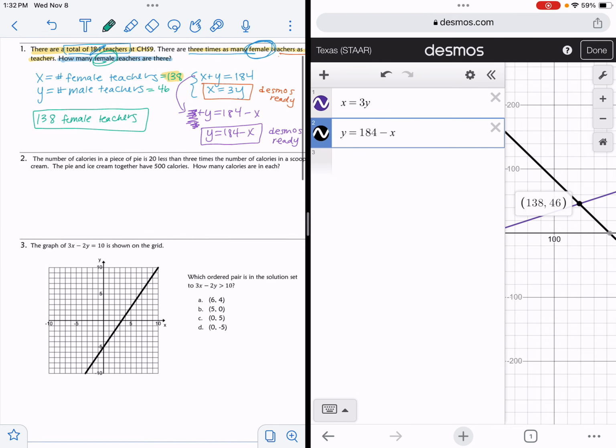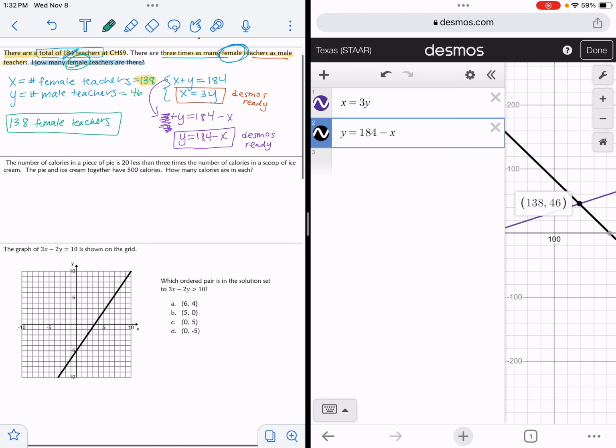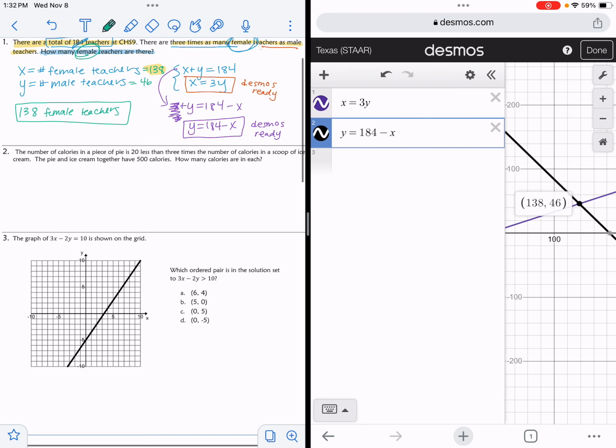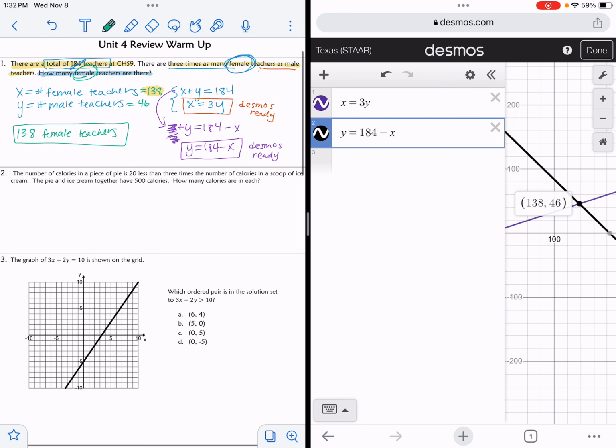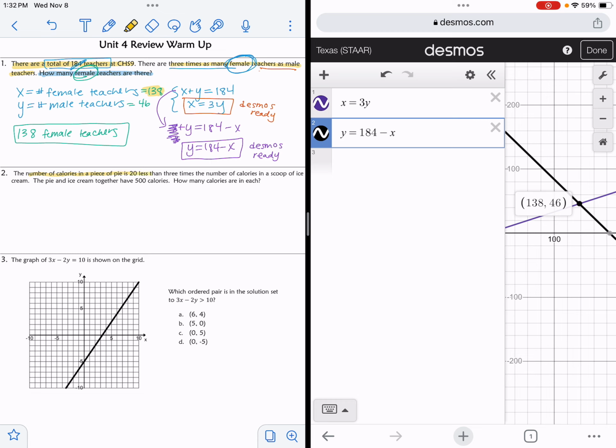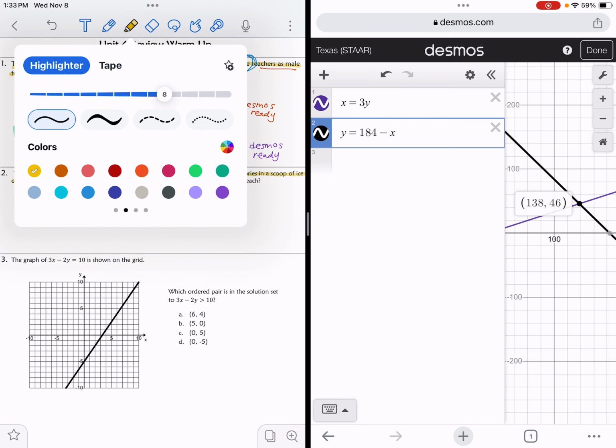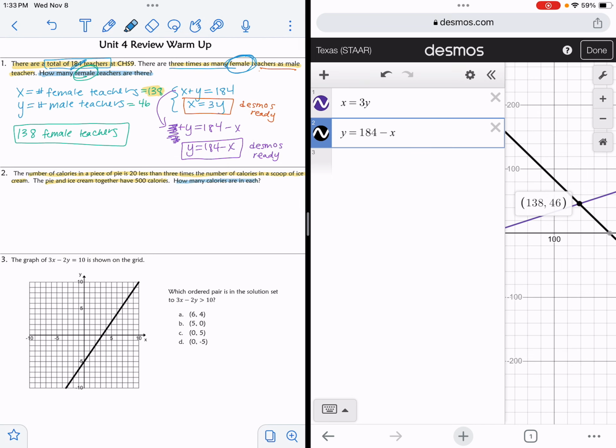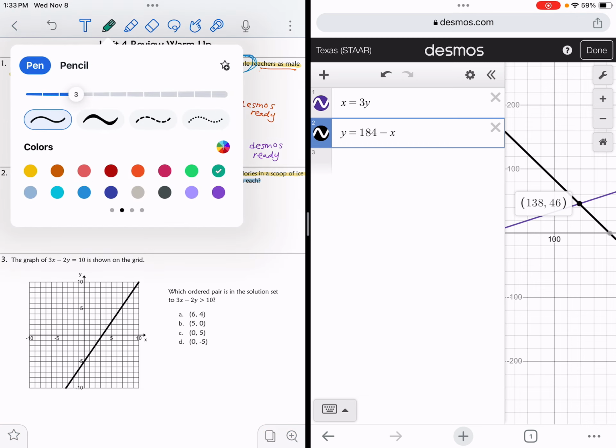Okay, next question says, the number of calories in a piece of pie is 20 less than 3 times the number of calories in a scoop of ice cream. The pie and ice cream together have 500 calories. And then the question asks, how many calories are in each? So that's how we're going to define our variables.